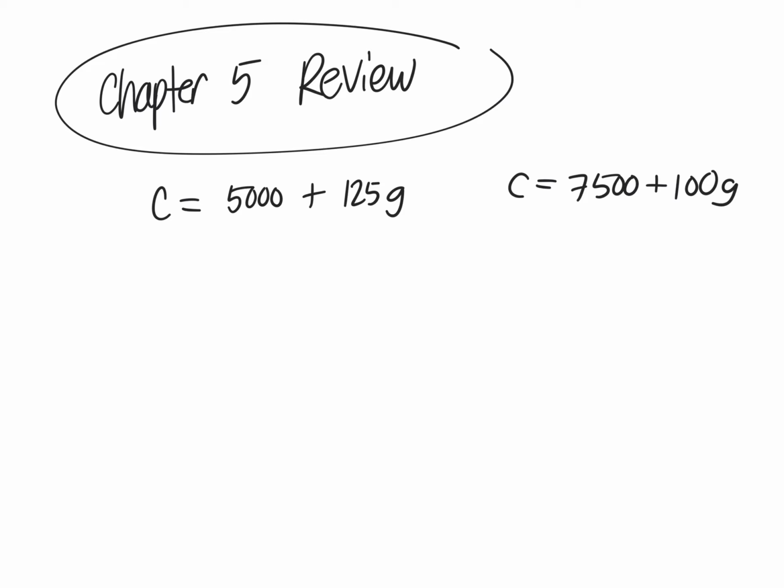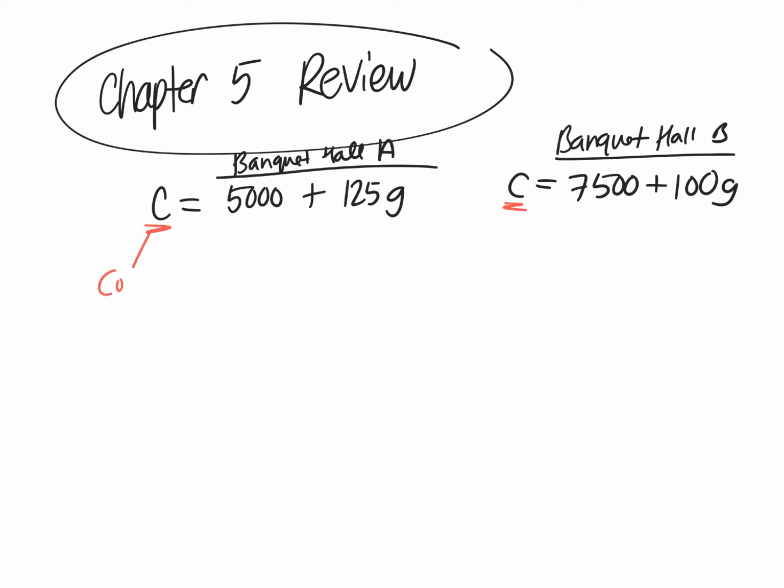These are the two equations to represent the price to go to each banquet hall. So we'll call this banquet hall A, I'm calling it A, and banquet hall B. What does C represent in the equation? The cost to rent it, and it depends on the number of guests. So you have to solve it. Do you want to use substitution or elimination?